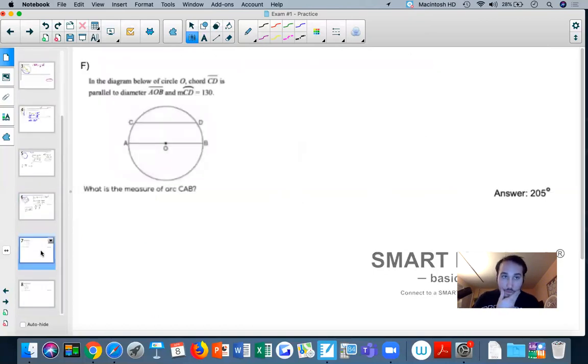Okay, 2 more. All right, we actually did something similar to this on one of the practice problems. In the diagram below of circle O, chord CD is parallel to the diameter AOB.